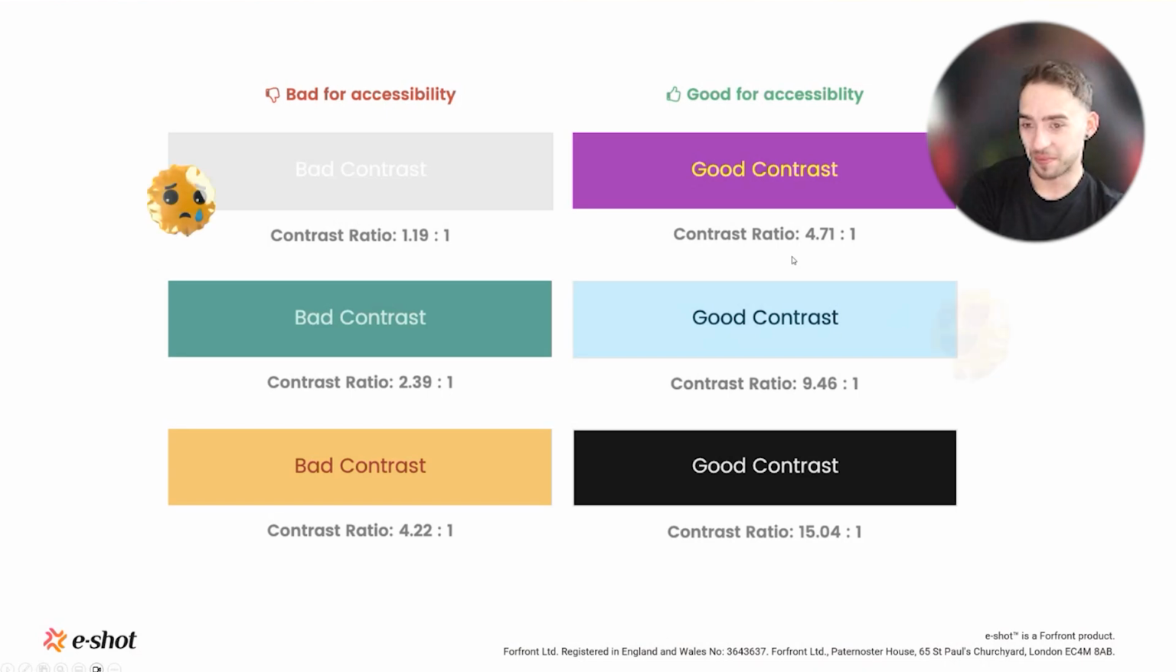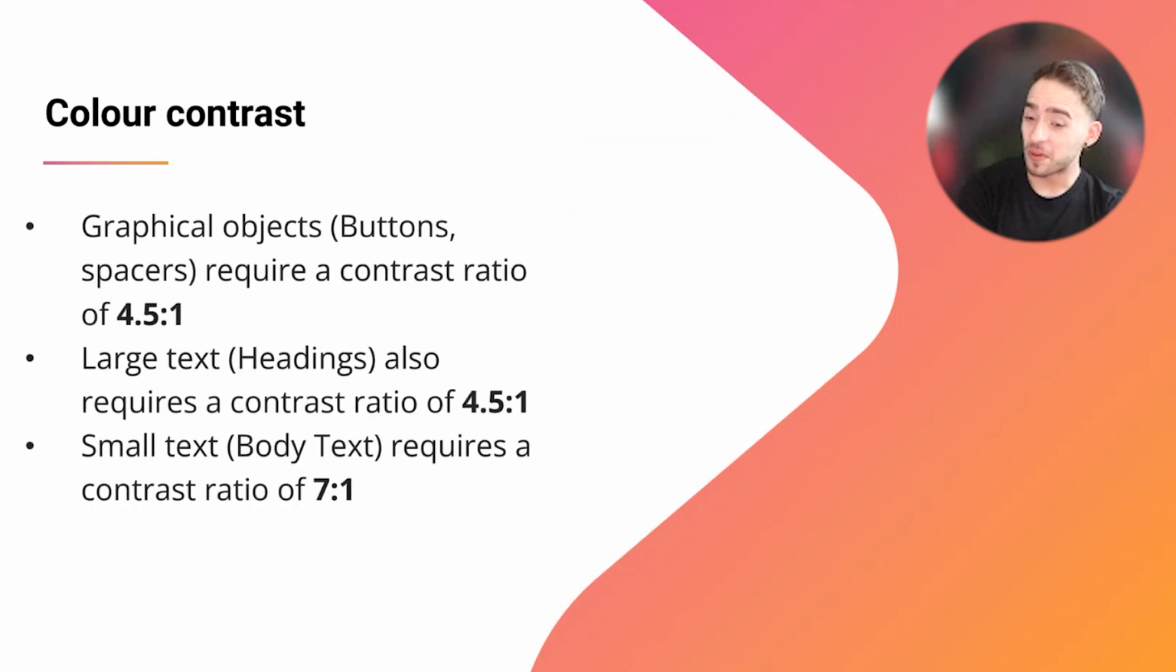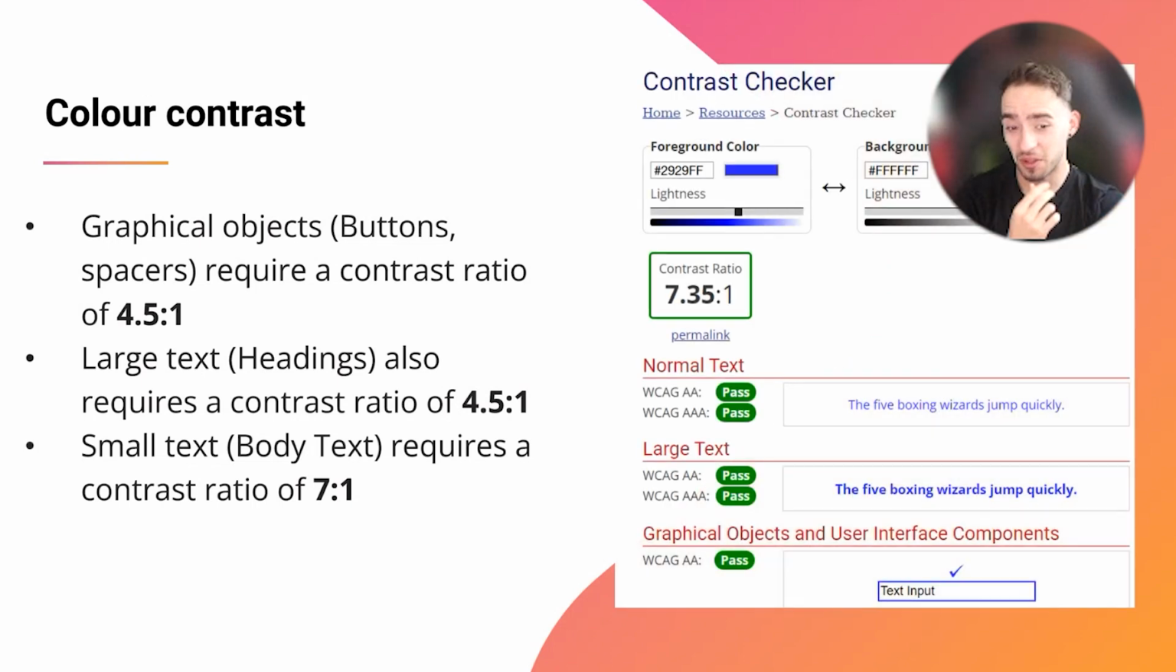Let's show you more examples. So obviously sad emoji for the left and happy emoji on the right. Color contrast. As we mentioned, 4.5 to 1 is for most graphical objects, and small body text requires a 7 to 1, so it's much sharper, much clearer contrast ratio.